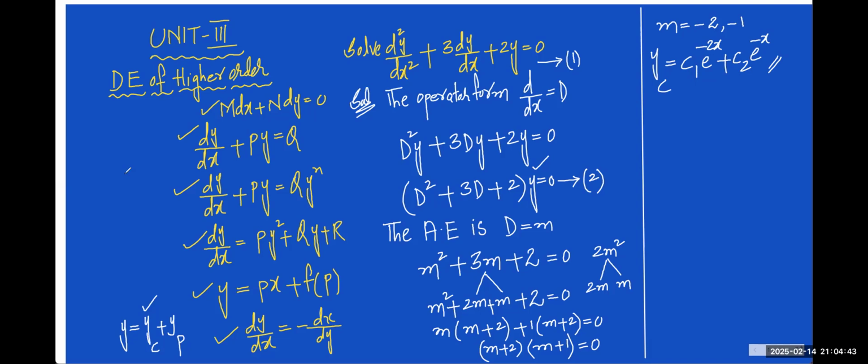I'll give you some more examples. Second example is D square plus 2D.